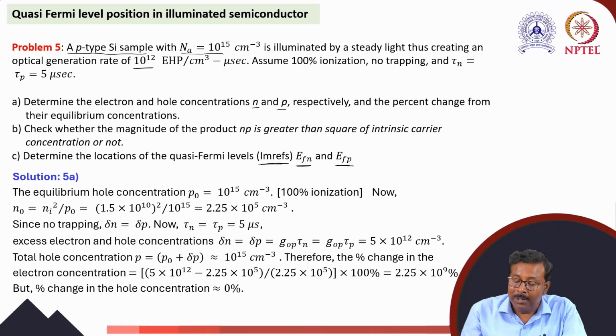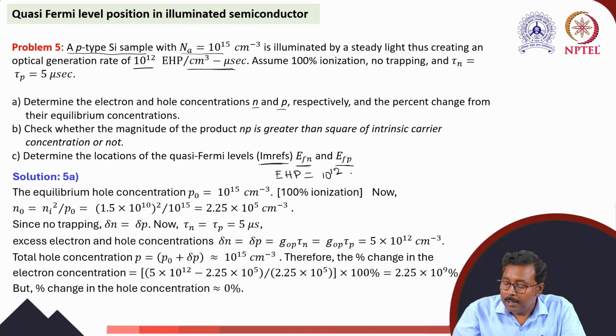So first of all, this 10 to the power 12 EHP per centimeter cube microsecond, this microsecond is in the denominator. So 10 to the power 12 centimeter to the power minus 3 microsecond inverse. In this way also you can write. It is better to understand.